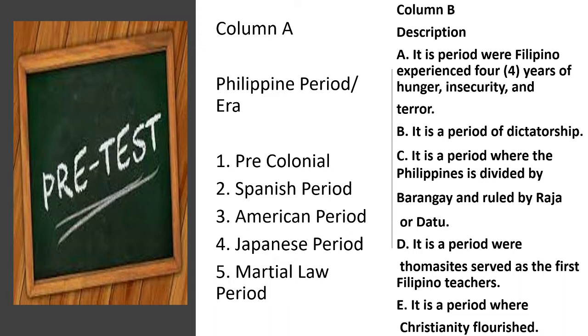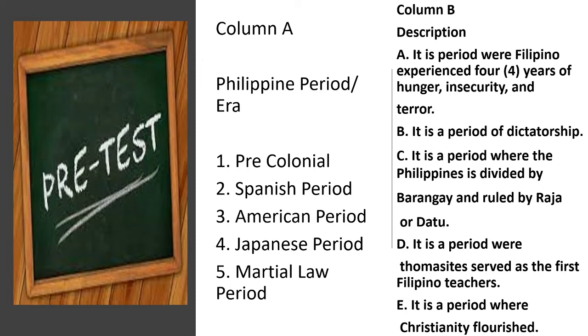Now, let us start with a pre-test. In this slide, you can see in the column A, the Philippine period or era. And in column B, you can see the description. So, I want you to match column A to column B. For example, number 1, pre-colonial. Is it letter A? It is a period where Filipino experienced 4 years of hunger, insecurity, and terror. Or letter B, it is a period of dictatorship. Letter C, it is a period where Philippines is divided by barangay and ruled by Raha or Datu. D, it is a period where Thomasites serve as the first Filipino teachers. Or letter E, it is a period where Christianity flourished. So I'll give you another 5 minutes to answer this pretest.